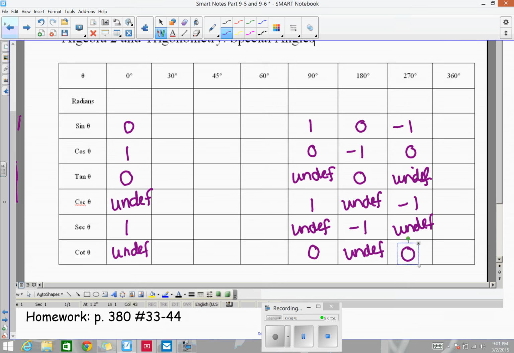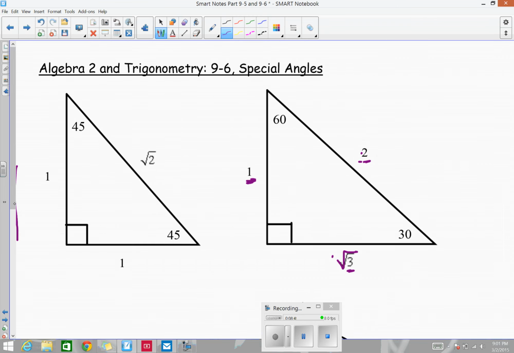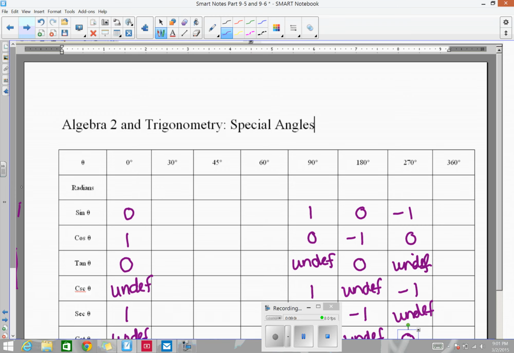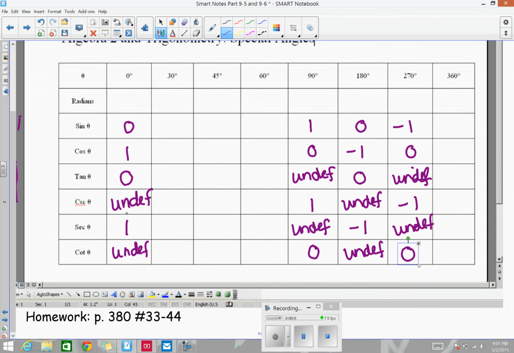360. Remember that 360 and 0, we're here all the way around. It's 360. So 0 and 360 have the same values. So look at your 0 and fill it in. 0, 1, 0, undefined, 1, undefined.